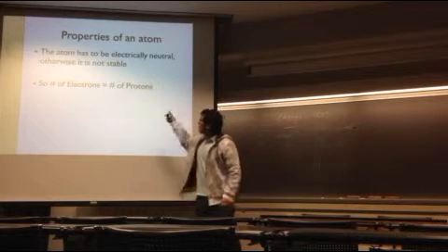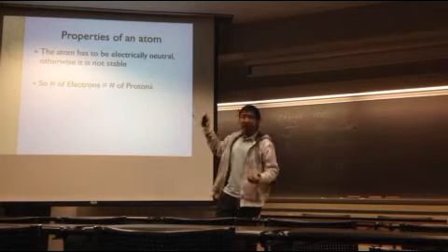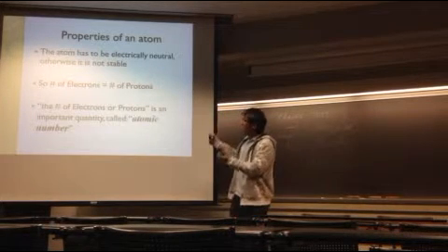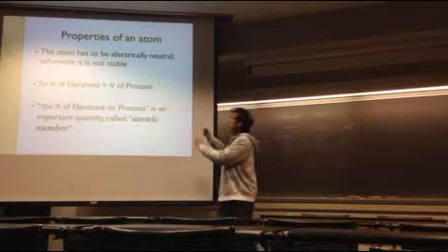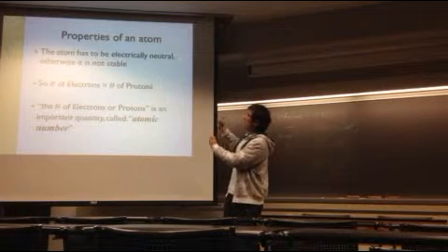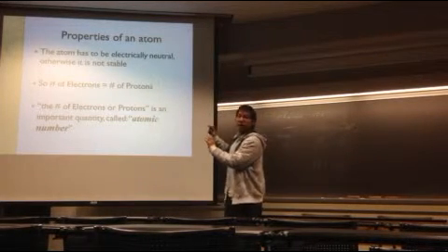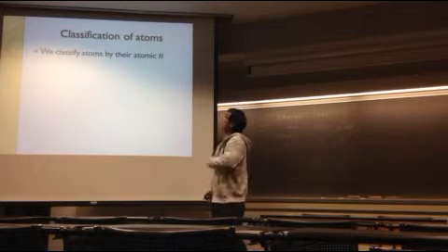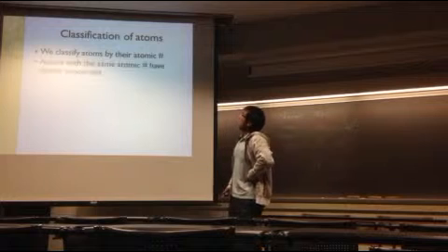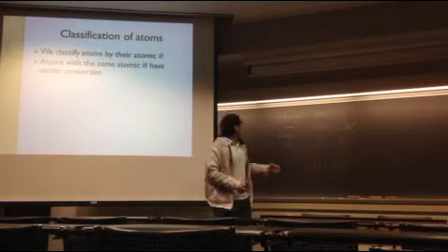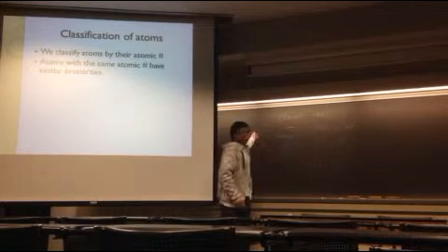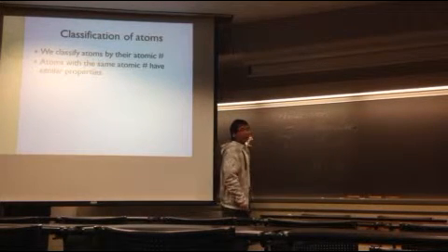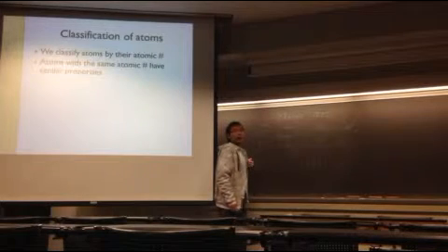Okay? So this number, the number of protons or the number of electrons, is kind of important. We call it the atomic number. And actually, we can classify the atoms according to this number. We classify the atoms by their number, because if they have the same number of protons or electrons, they have similar properties, because the electromagnetic force sees them the same, no matter how many neutrons they have.